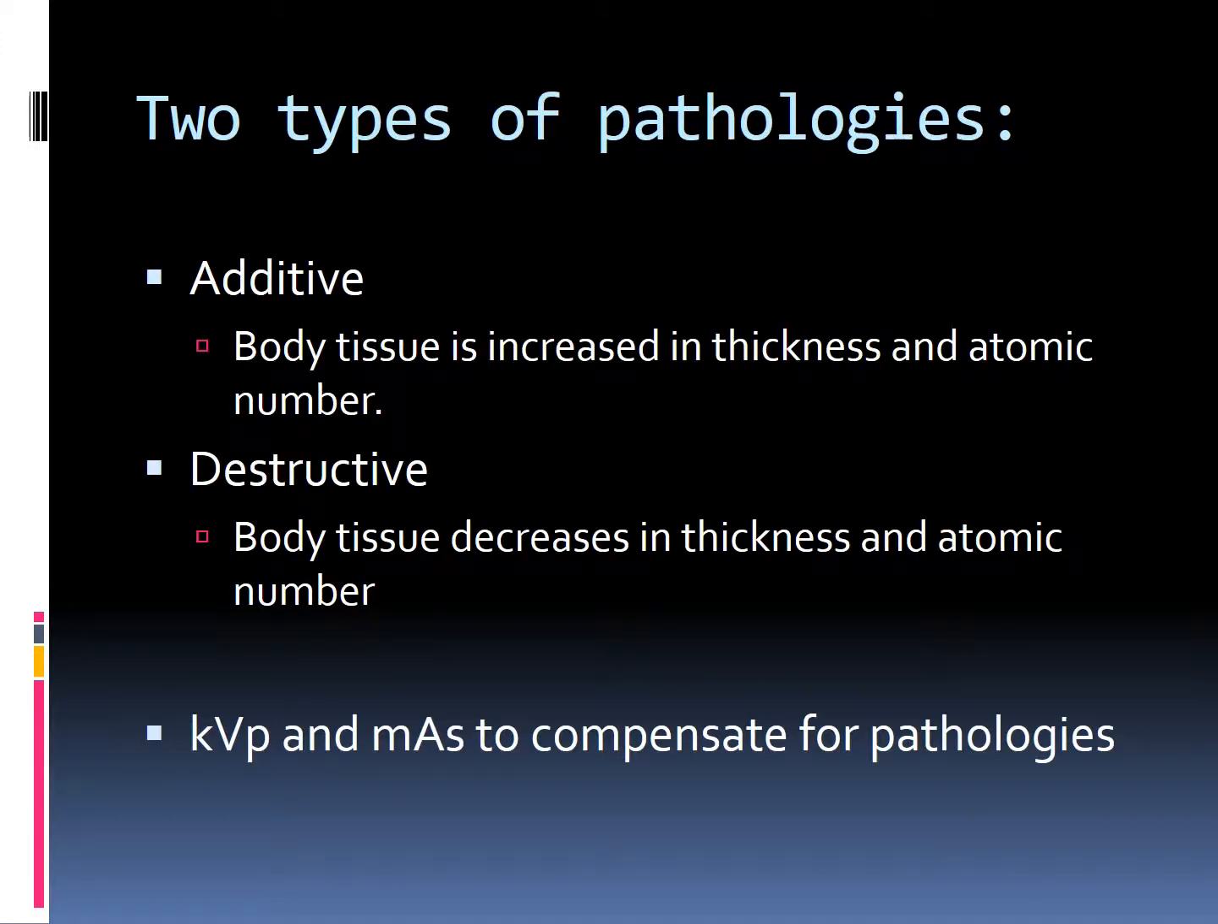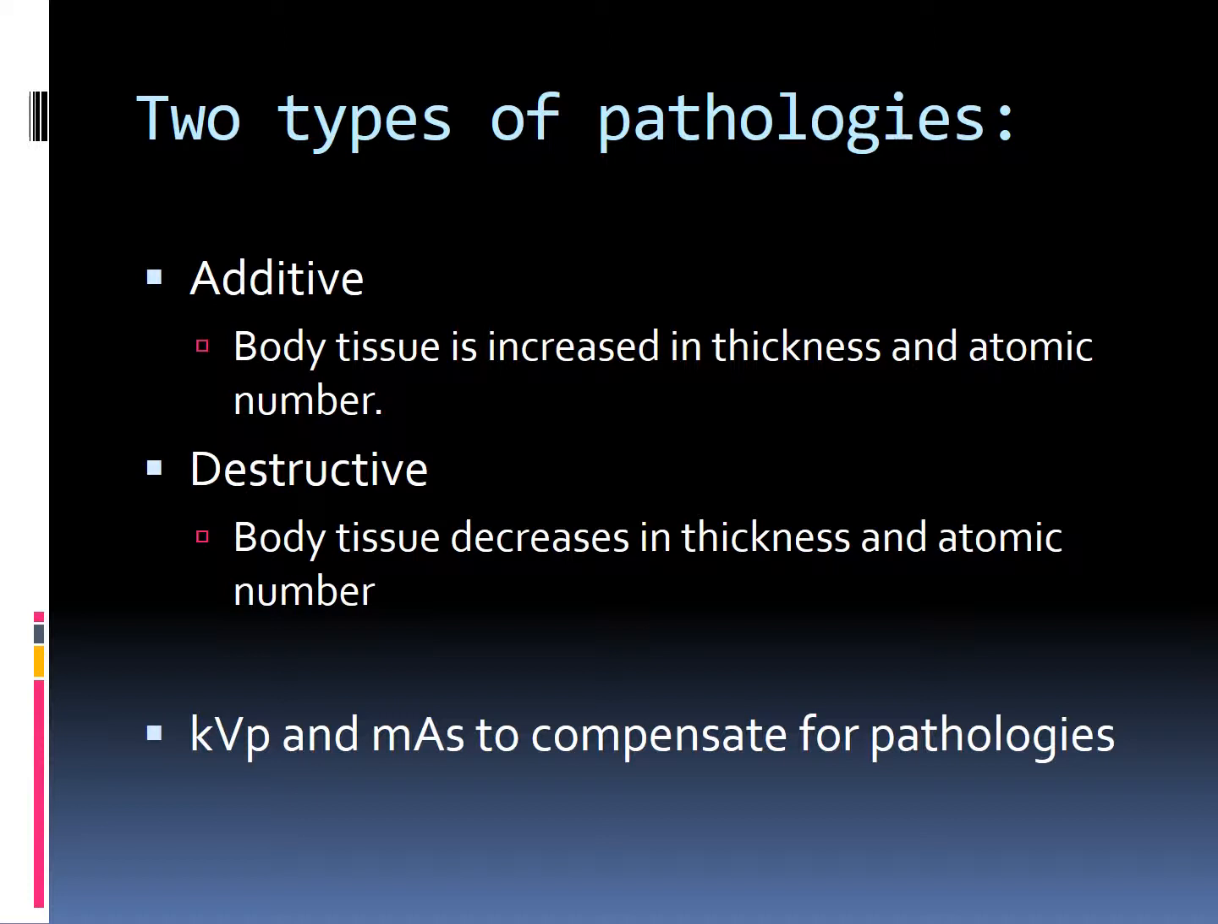There are two types of pathologies, additive and destructive. Additive means that the body tissue is increased in thickness or atomic number, and therefore it is going to absorb more x-rays and attenuate more, so that we have to increase our radiographic technique for these conditions. And then the opposite would be destructive condition, and that's when the body tissue decreases in thickness or decreases in effective atomic number. That means that it is going to absorb less of our X-ray beam, and we have to decrease our technique for that.